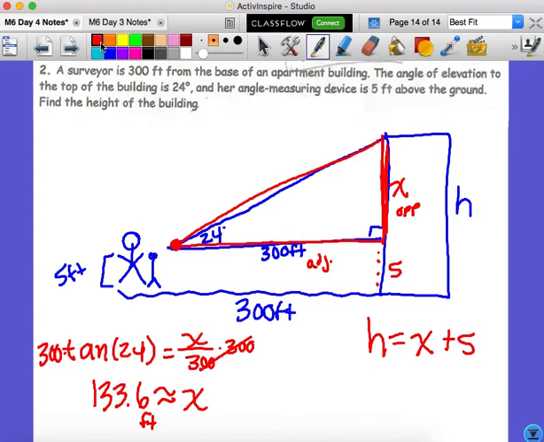Notice here that we haven't finally answered the question yet because we do still have to account for the fact that we have 5 feet here. So if I add 5 feet to that, the height of the building is approximately 138.6 feet tall.